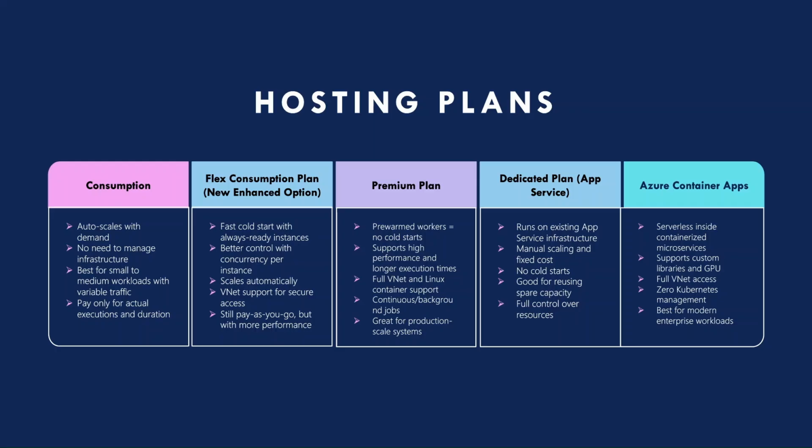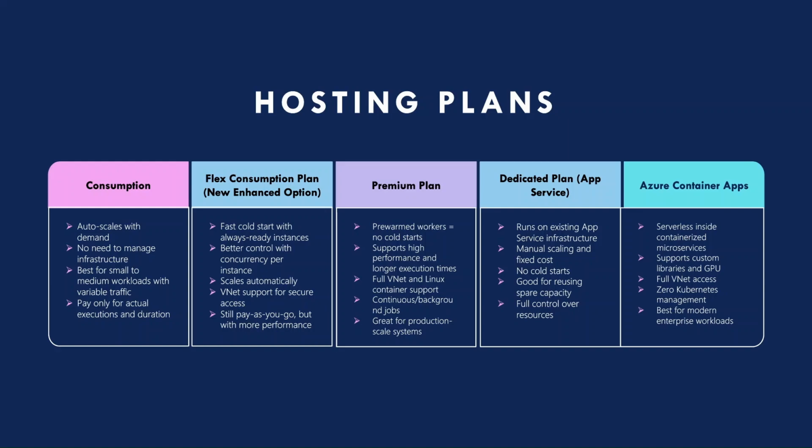The premium plan is for production-grade workloads that need more power, zero delay, and more flexibility. It offers no cold start. It has pre-warmed instances, higher CPU, memory, and execution time. It can run continuously, has full VNet integration, and supports custom Linux containers. It can be used when your app is always running, needs high performance, or you want control over resources.